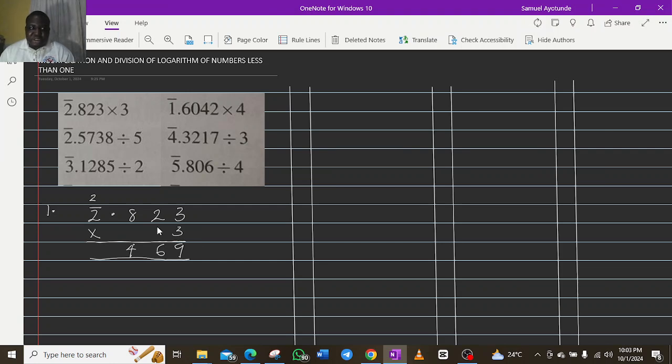Then 3 times minus 2. 2 bar is the same thing as minus 2. 3 times minus 2 is minus 6. The remainder is usually added. Don't forget, in mathematics, we add the remainder if we have any remainder. So we add 2 to that. So I have minus 6 plus 2, which will give me minus 4. So the answer here is 4 bar. Then the second example, we have 1 bar 0.6042. Then we are multiplying by 4.